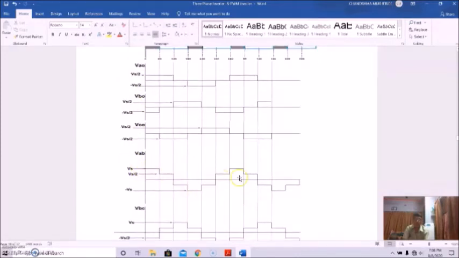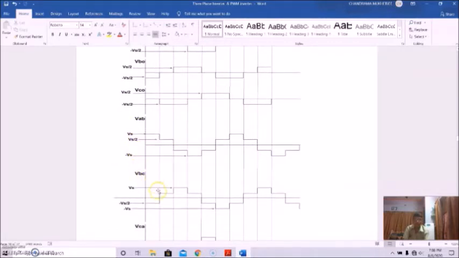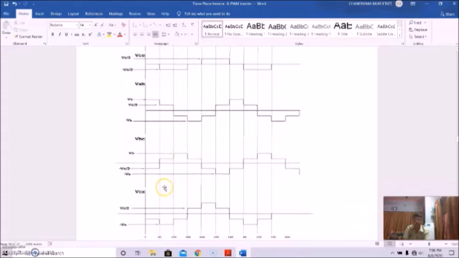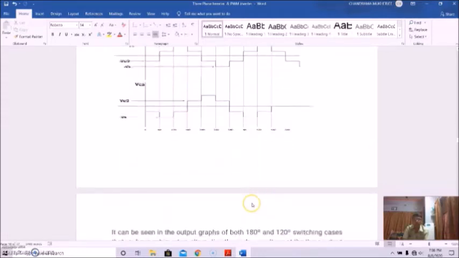So this will be like this. So this is the form. So VAB, this is for VBC, and this is for VCA. So this is actually the old form.